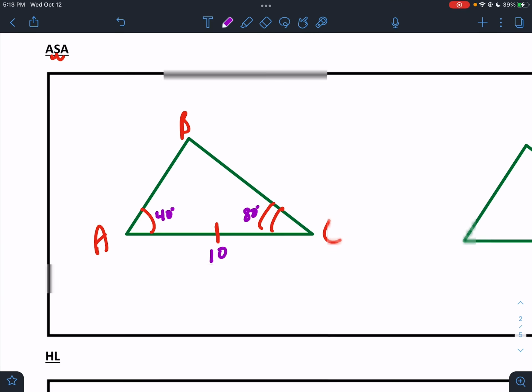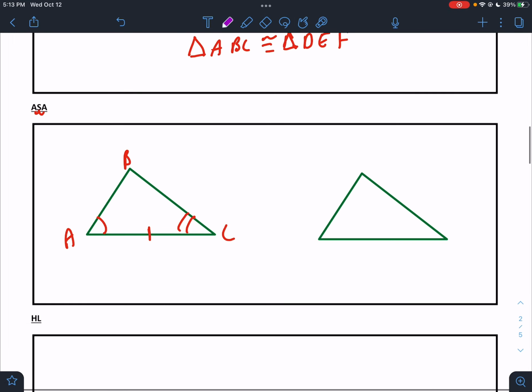So how many triangles could you make that are 80, 40, and 10? Just one. So that is enough to know that they're the same triangle. So if I call this DEF, and we have the same parts, are those congruent triangles? Yeah. You better believe it.